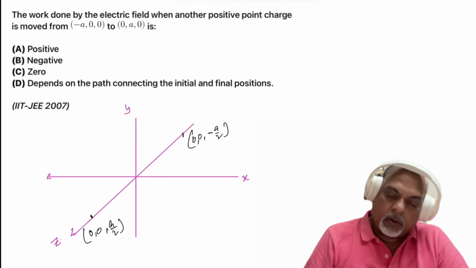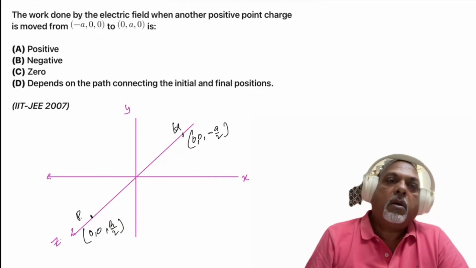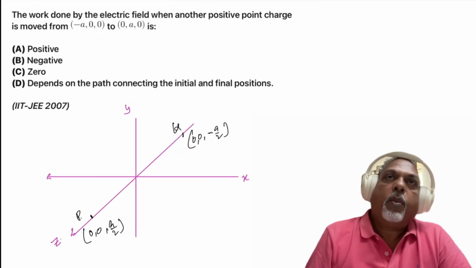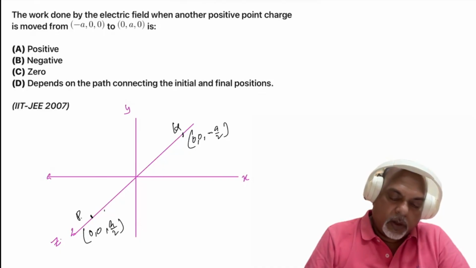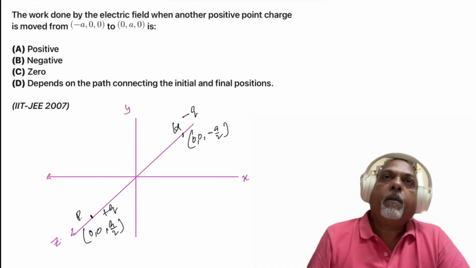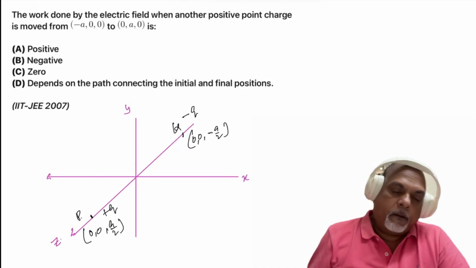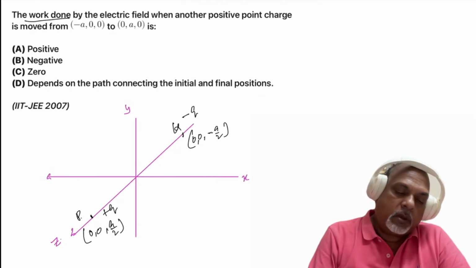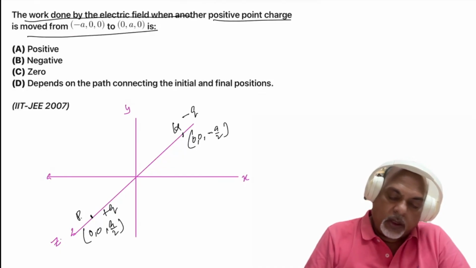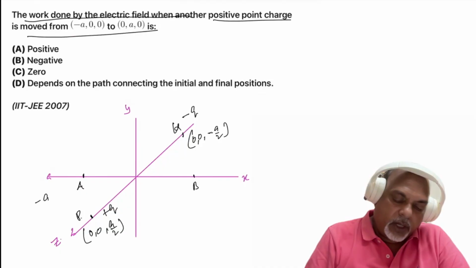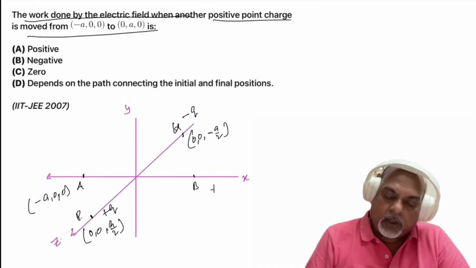We can name these as P and Q. In the question, positive and negative charge means here the positive charge is there, here the negative charge. Then it says work done by the electric force when another positive point charge moves from a distance. So let us name these points. This is A and this is B. This is basically (-a, 0, 0) and this is (+a, 0, 0).